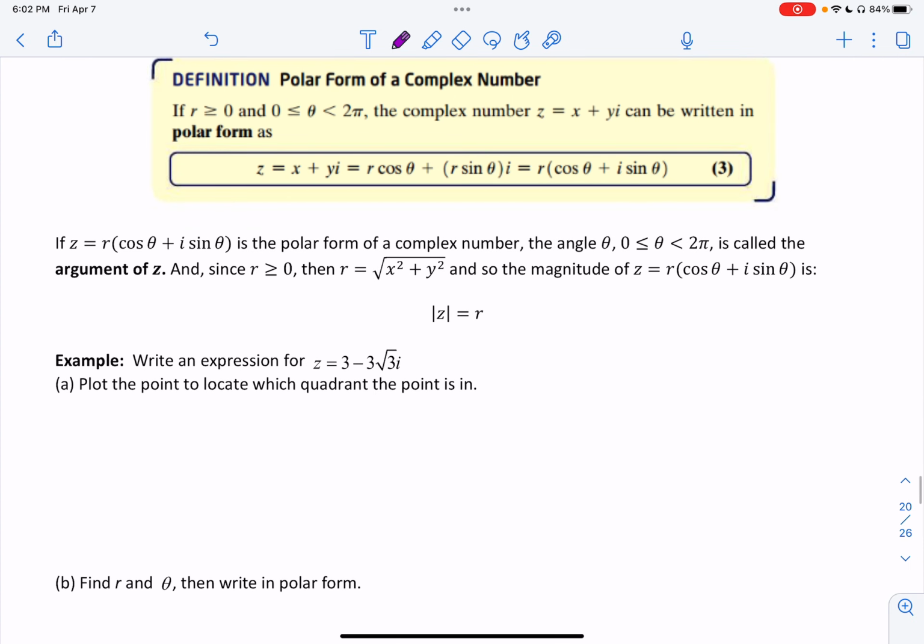So if I want to look at the expression z equal to 3 minus 3 square root of 3 i, and I want to plot that, then I'm going to be down in the fourth quadrant, right? Because this is my imaginary axis, and this is my real axis. So I'm going to be 1, 2, 3 over this way, 1, 2, 3 square root of 3, which is going to be 3 times 1.7 something or other.